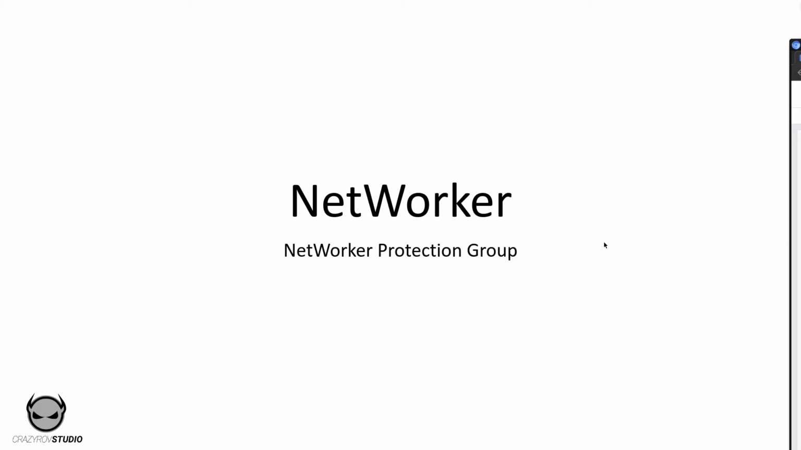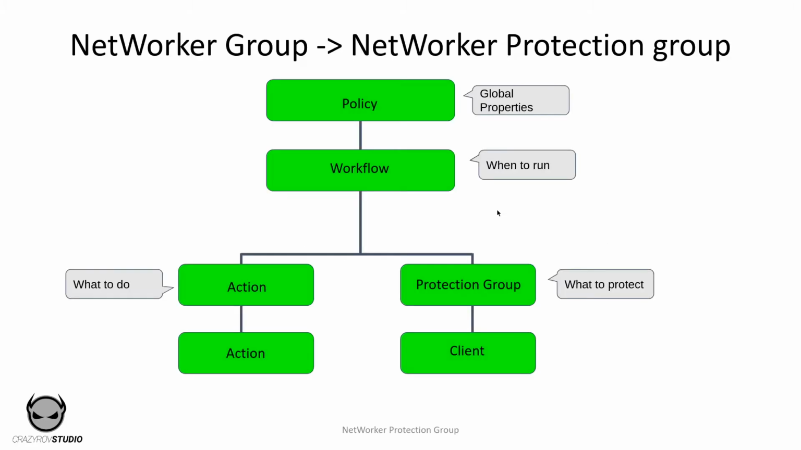With NetWorker 9, the architecture of NetWorker has changed and the configuration that was earlier on group is now divided among protection group, workflow, and action. The new architecture consists of policy, which is the base container wherein the global properties can be applied, which is mainly the name and the notification property or setting. The policy can contain a number of workflows, and a workflow defines when the backup should be run. The workflow in turn will contain one protection group and a number of actions.